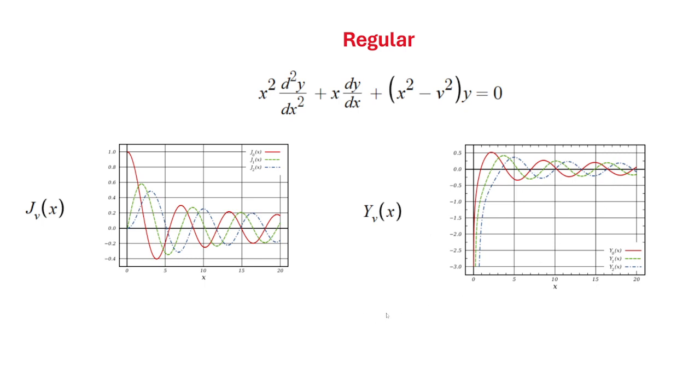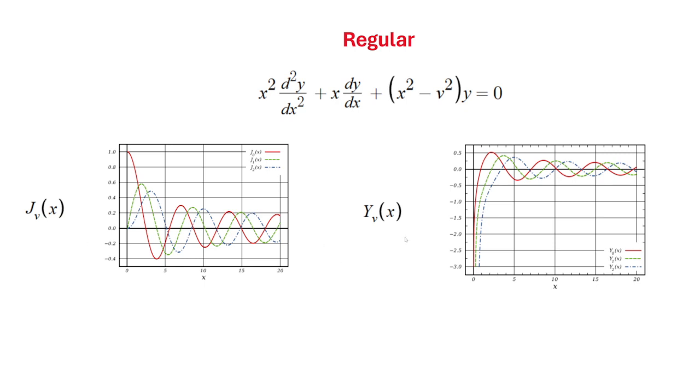Another property associated with all Bessel functions is how they behave near zero. So at zero, as you increase the order v, j sub v around zero is going to be zero, or really small, except for v equals 0.